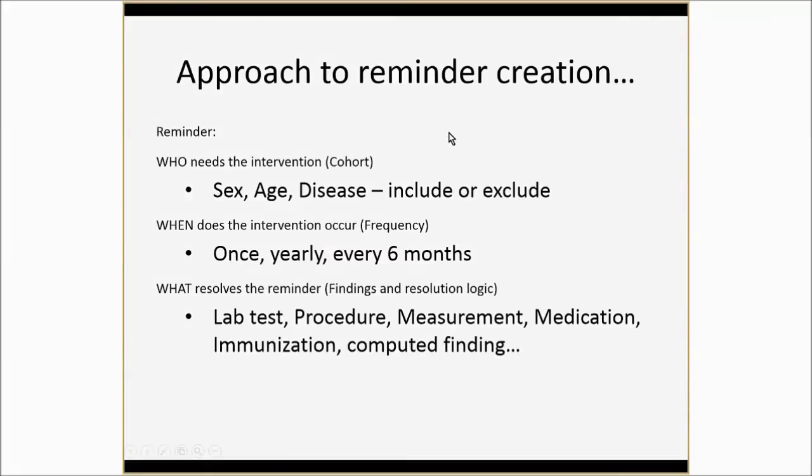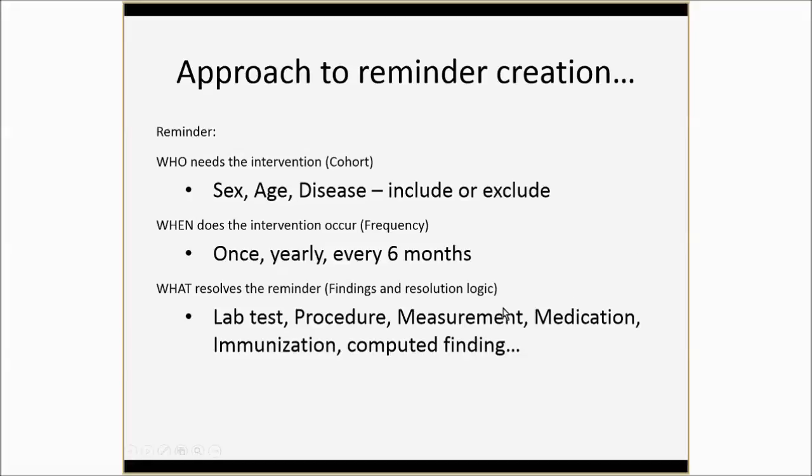Before you create a reminder, we need to ask certain questions. Who needs the reminder? That's going to be your cohort logic. That's what turns it on. It's going to be sex and age. It's always sex and age. But then is there a disease we're looking for to turn our reminder off, and is that disease to be included or excluded? The next thing we need to think about is how frequently this reminder needs to be due. Is it once a year, only once in a lifetime, or every 6 months, every 3 months?